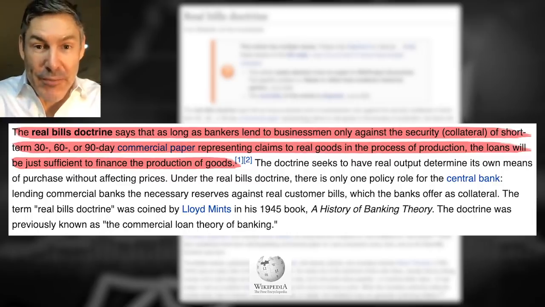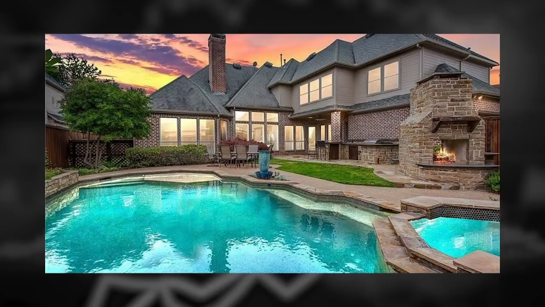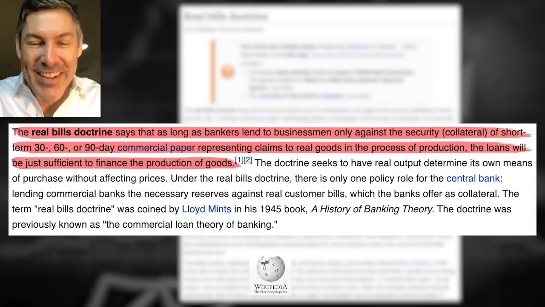So think about how far the pendulum has swung in the opposite direction, to the point today, especially going back to 2005 and 2006, you can get a $1 million home loan if you can just barely spell your name and fog a mirror. It's unbelievable how far we have come in what I would argue is the wrong direction.